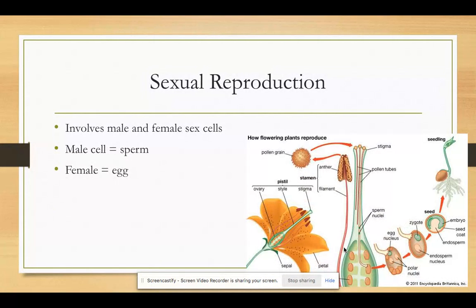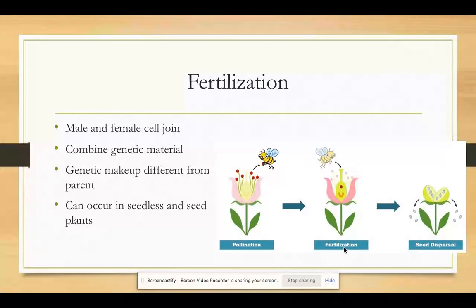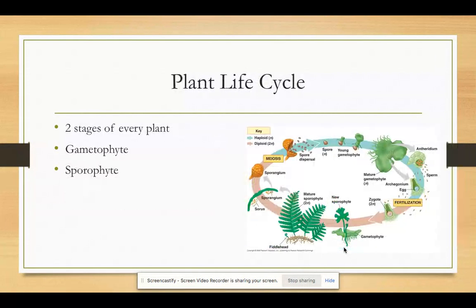Sexual reproduction involves male and female sex cells. The male cell is called sperm and the female is called egg. When male and female join together, that is fertilization, and they combine their genetic makeup. So that means that the baby is a mix of the makeup from the parents. It's not identical to either parent. It's a total mix, a 50-50 mix, and this can occur in seedless and seeded plants.